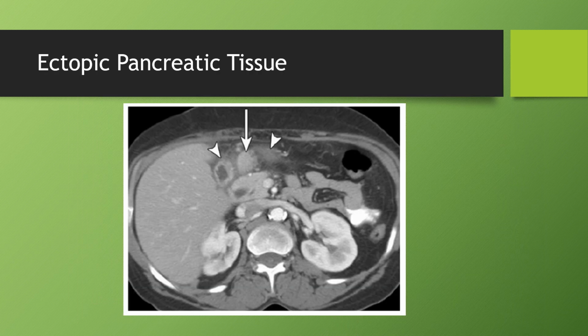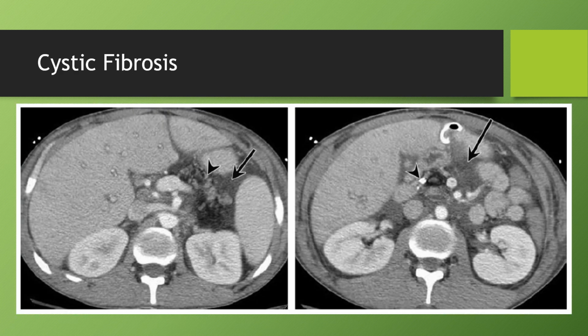Here's an image of ectopic pancreatic tissue. The large white arrow is pointing to the ectopic tissue, and you can see that it looks just like the pancreas, and it's focally inflamed. Here's a case of cystic fibrosis. There's a little bit of residual pancreatic parenchyma here. This is a young patient. It's not completely fatty replaced, but you can see all the fat stranding around the pancreas on these two images.